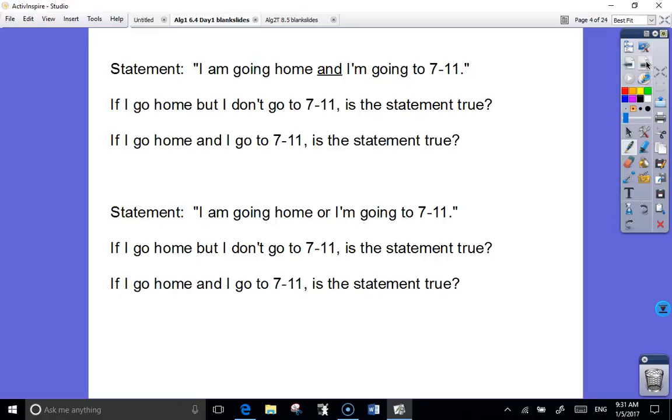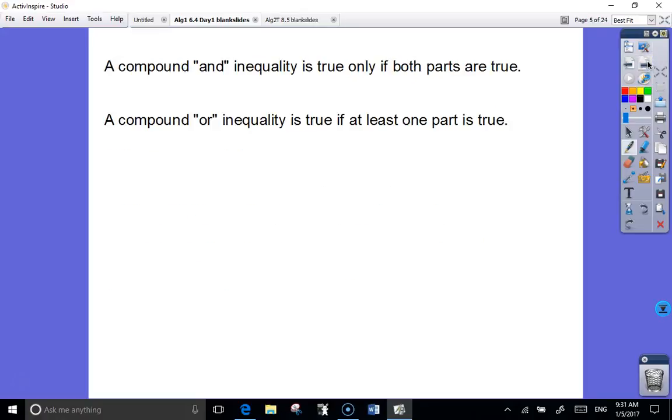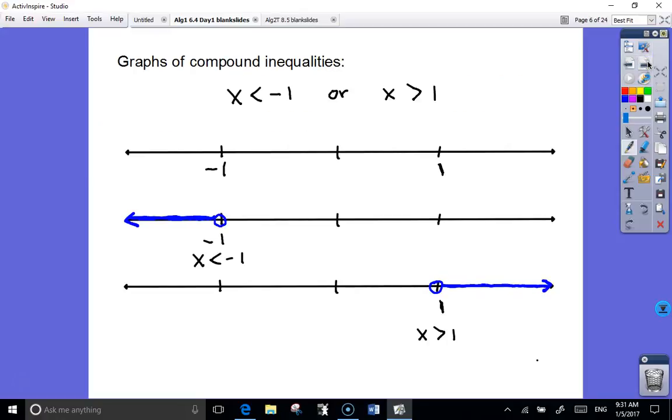So these are logical statements, right? They're very formal in the definition. So for an "and" statement to be true, both parts have to be true. Right? For an "or" statement to be true, it's enough that one part is true. It's okay if both parts are true, but it doesn't have to be both parts true in order for the whole thing to be a true statement. So that's what we have to keep in mind as we do these.